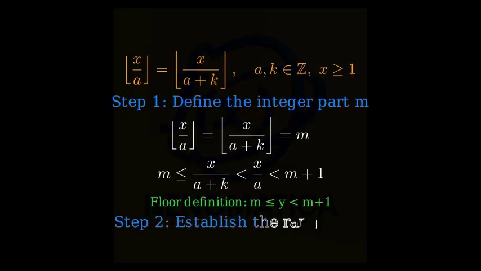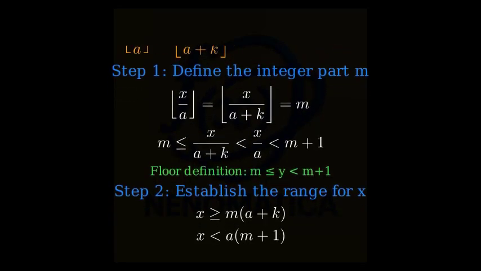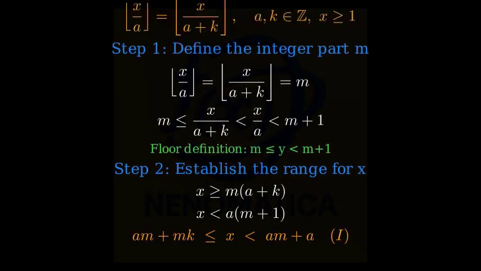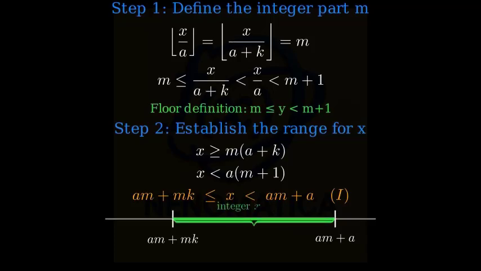Step 2. Solve the inequalities for x. From m less than or equal to x over a plus k, we get x greater than or equal to m times a plus k. And from x over a less than m plus 1, we get x is less than a times m plus 1. Combining both gives the interval I: am plus mk is less than or equal to x, which is less than am plus a. Let's visualize this interval on a number line and connect it to the count of integer x.